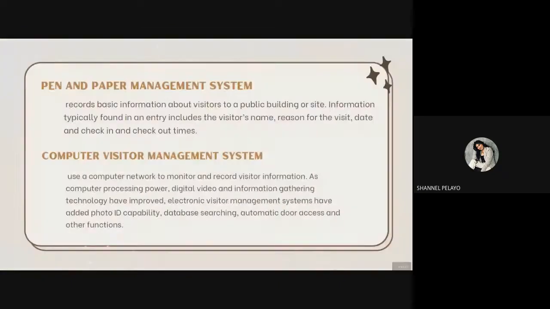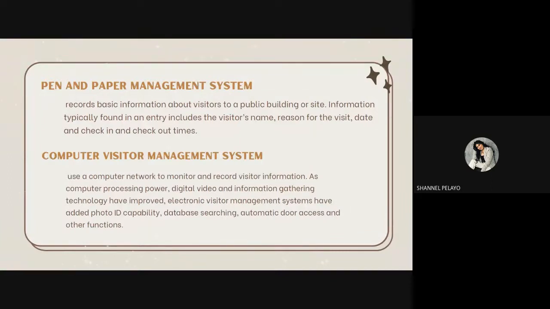So, in visitor management, we have these two systems which the corporation or premises can consider. First is the pen and paper management system, which records basic information about the visitors to a public building or site. Information typically found in an entry includes the visitor's name, reason for their visit, date, and check-in and out time. Examples we commonly encounter are the front desk and the logbook.